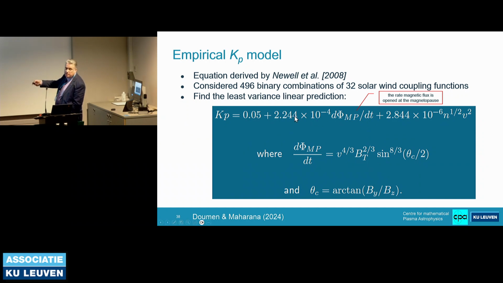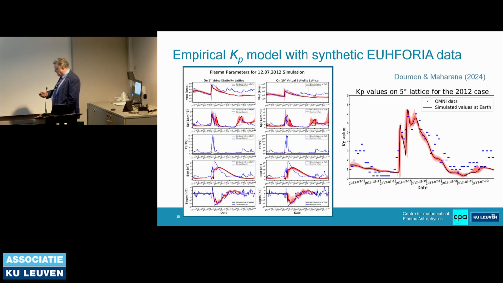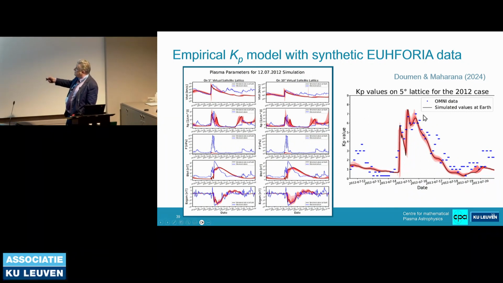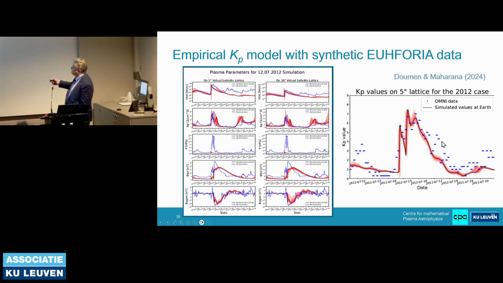This time it's not a differential equation, but a formula, where this is the rate of magnetic flux that is opened at the magnetopause. And then you have all these other parameters: the density, the velocity, the total magnetic field, and the Z component is also playing a role. So all these parameters that you simulate can be used to evaluate this formula, and then you can also predict the Kp index. Again, we use the same simulation as before. This is exactly the same as before, and you see that the Kp index is actually very well predicted by this model 2 days ahead of time.